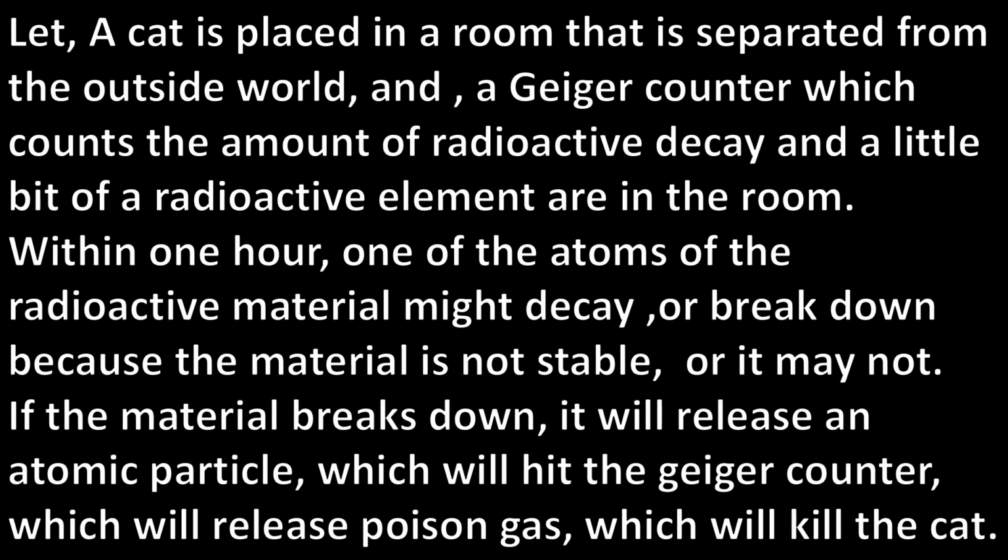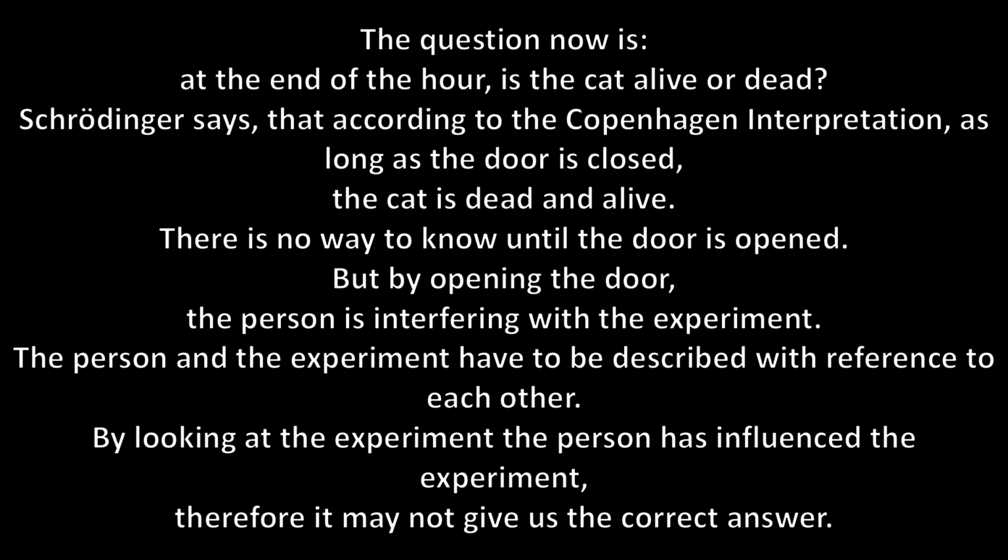Let's say a cat is placed in a room that is separated from the outside world. And a Geiger counter, which counts the amount of radioactive decay, and a little bit of a radioactive element are in the room. Within 1 hour, one of the atoms of the radioactive material might decay or break down because the material is not stable, or it may not. If the material breaks down, it will release an atomic particle, which will hit the Geiger counter, which will release poison gas, which will kill the cat. The question now is, at the end of the hour, is the cat alive or dead?